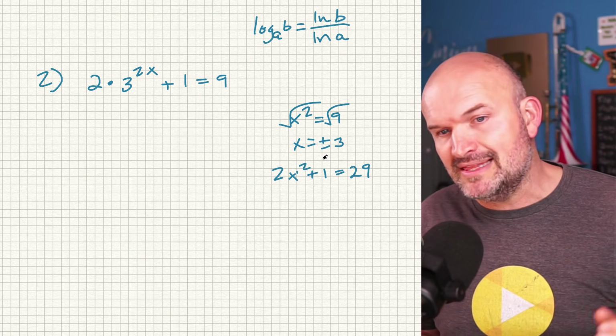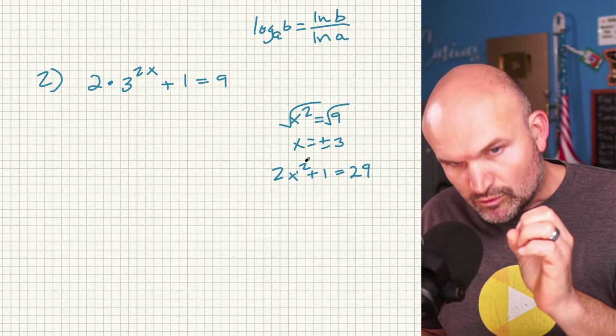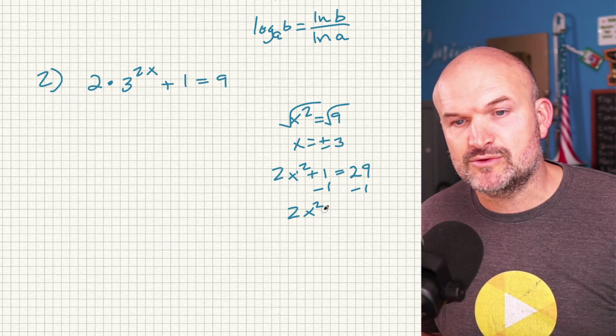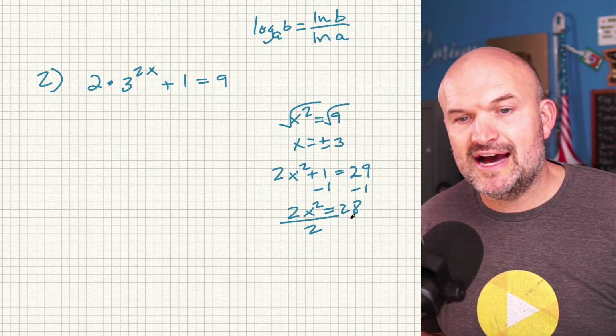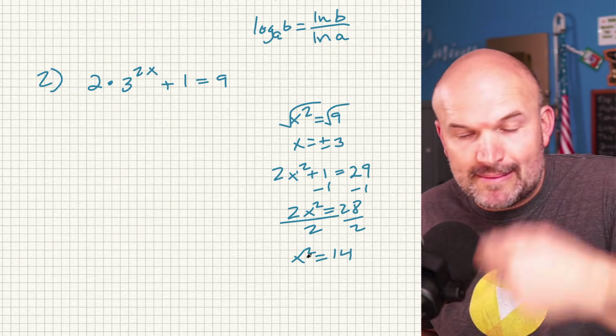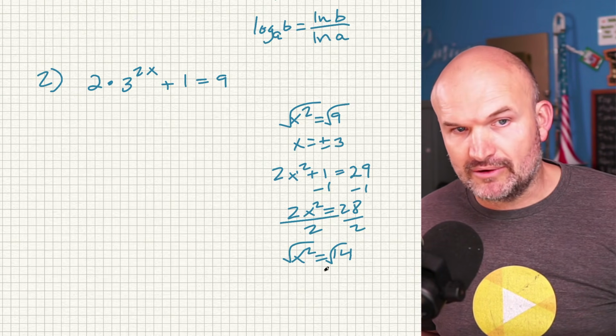Before we can get into applying that, we needed to isolate the quadratic function, okay? We needed to isolate this variable. So we needed to subtract the 1 on both sides. 2x squared is equal to 28. Divide by 2, and then we get x squared is equal to 14. Now that my x squared is isolated, I can introduce the square root, okay?